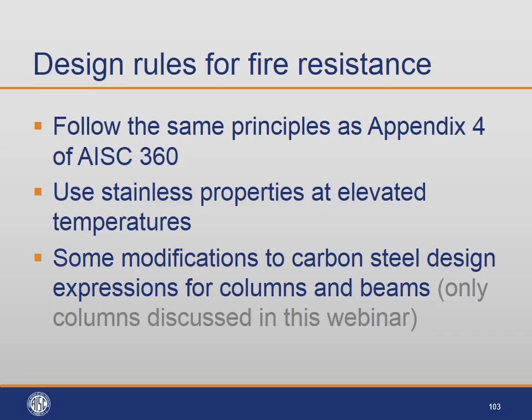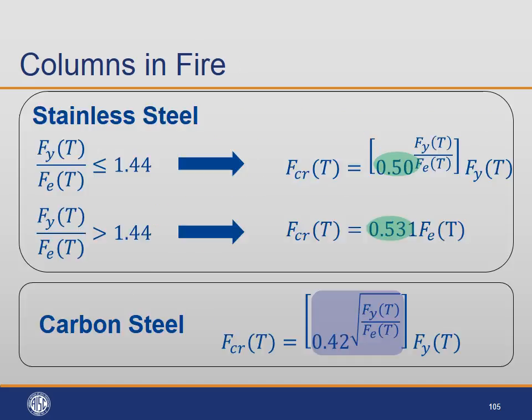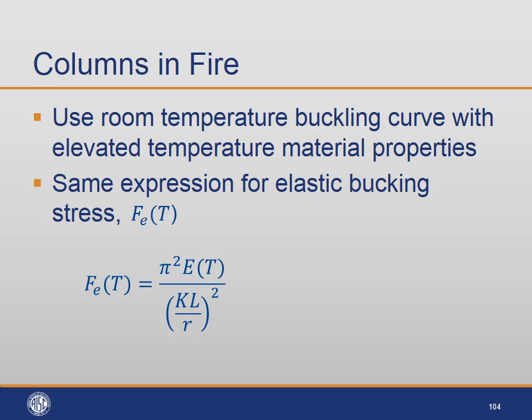We're almost out of time now, so I'm just going to show you in slide 96 what we've done for columns in fire. And the recommendation here is that you use the room temperature buckling curve with elevated temperature properties, and exactly the same expression as you would for carbon steel for the elastic buckling stress. But this time the Fe is related to the temperature. And it's related to the temperature by using the elastic modulus at the temperature of interest.